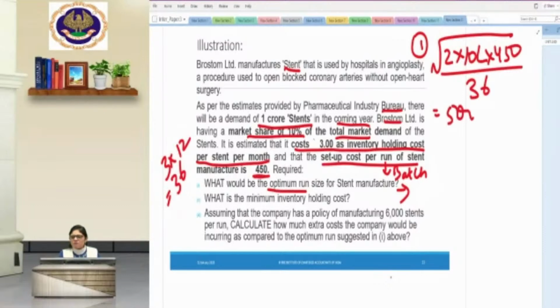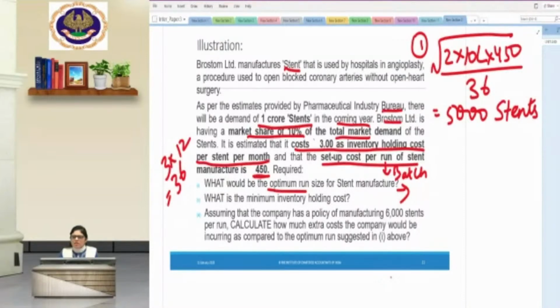Okay, 5,000. 5,000 what? The second mistake the students do. 5,000 is not rupees. It's units. Here it will be stents. What does this mean? That means 5,000 stents out of 10 lakh will be produced in one batch, in one lot, at a time. If you produce 5,000 stents in one batch, it will be most economical.